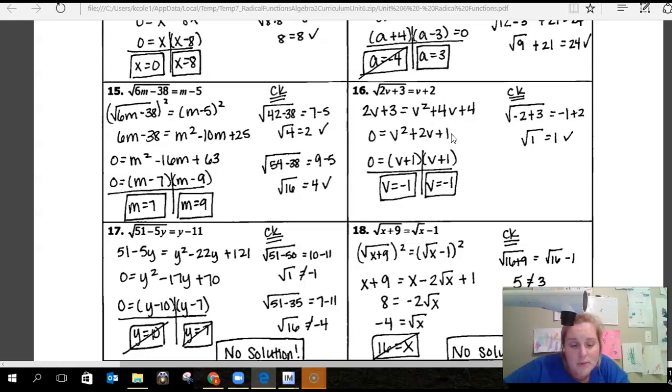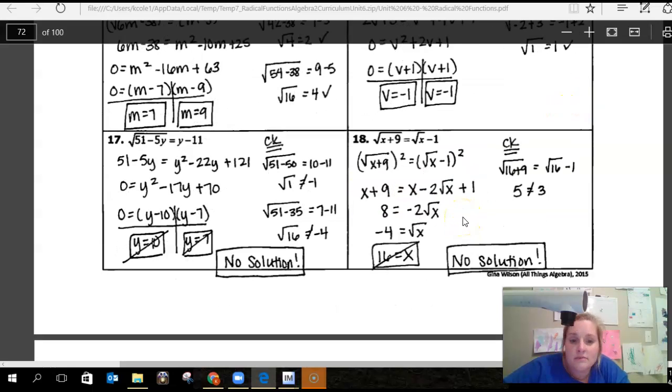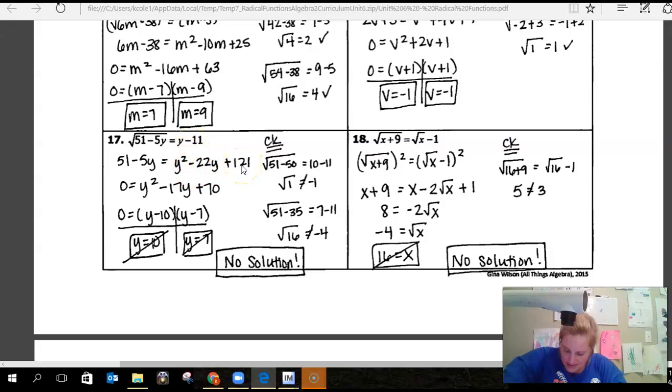Again, it's factorable. If you don't want to factor, you can always use the quadratic formula, and that will work. The factors of 1 that give you positive 2 are 1 and 1. So there's that. Check it. Ta-da. Here we are. Again, you have to take that and do FOIL. Subtract 51, add 5y. Here's your polynomial. Your factors are -10 and -7. Set them equal to 0, but neither of your checks work, so this one has no solution.